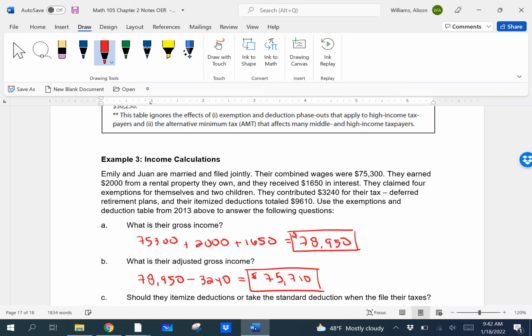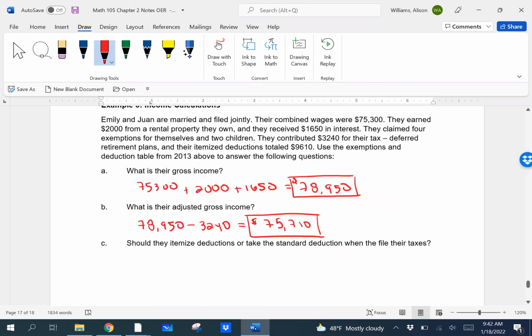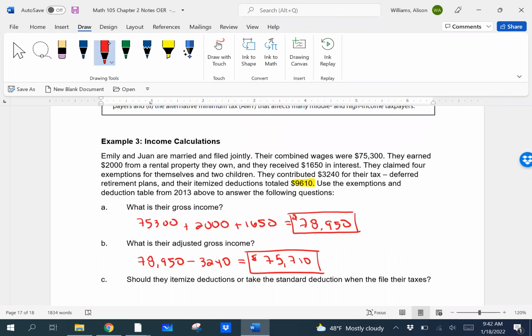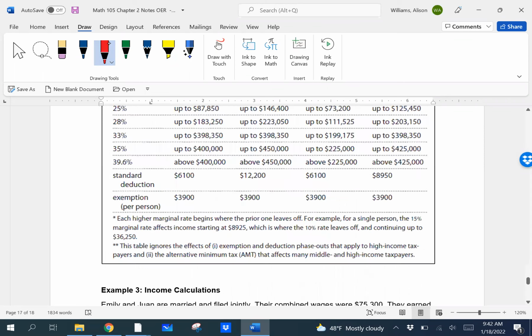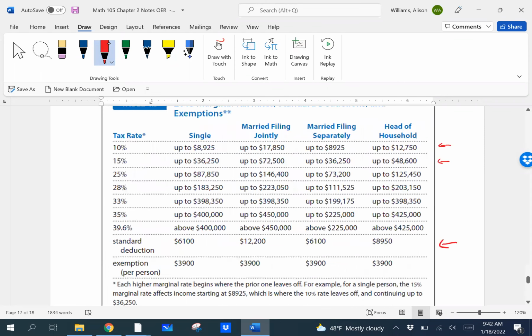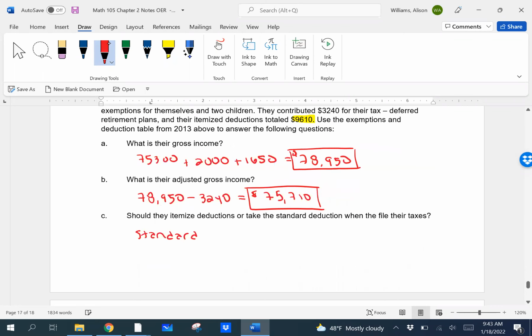All right. So based on what they totaled up to, 10, that's their itemized. Let's see what the standard deduction is for them for being married. Okay, so right here in this row, the standard deduction for married filing jointly is $12,200. So they're going to want to do the standard deduction. That is certainly more money.